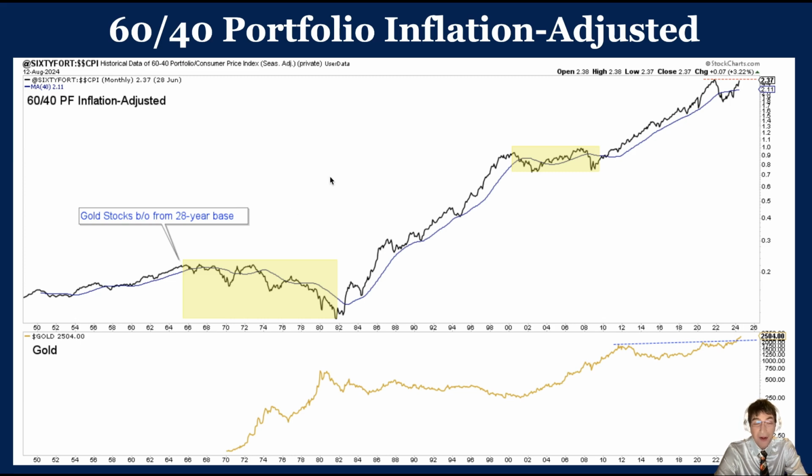Here's number 4. I love this chart. So this is the 60-40 portfolio adjusted for inflation. So this is a 60-40 portfolio divided by the CPI. And then we have gold down here. So what's interesting, here's that gold stocks breakout we just talked about, right here. Here's the gold breakout right here.